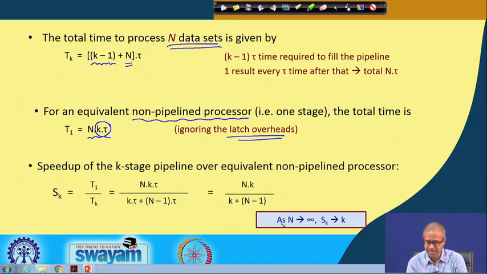Now, as n becomes very large, if you divide by n, k by n will become 0, so as n tends to infinity, this Sk approaches k. So, for a large number of data sets that you are processing in the pipeline, your speed up will be close to the number of stages k. This is an important result. Okay.